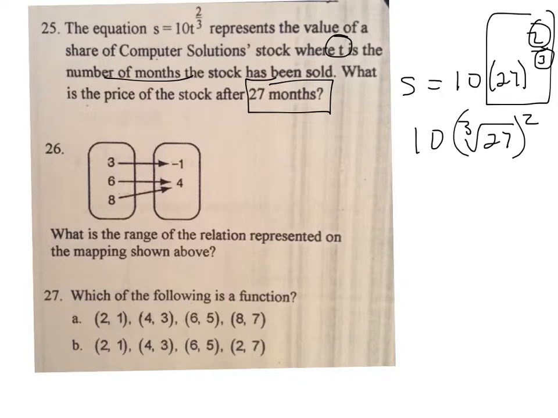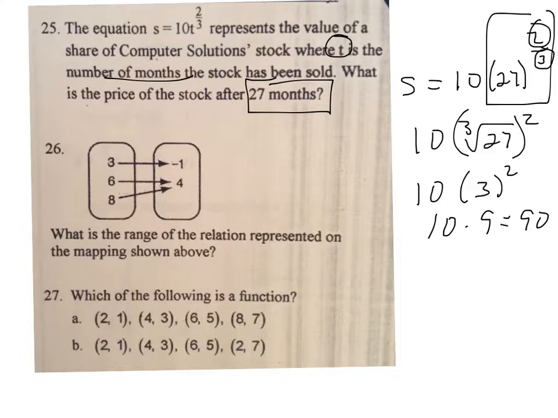Okay, so let's do that first. Bring down your 10. The cube root of 27 is 3. Then you're going to square it, and that's going to be 9. So 10 times 9 is actually 90. So the price of the stock is $90.